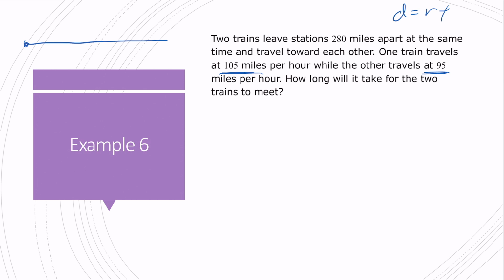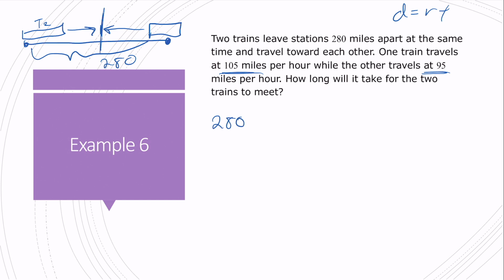So everyone starts by doing something kind of complicated. I'm like, okay, here I have train 1, and here I have train 2, and they're going different speeds, and how long will it take for them to meet? Well, by the time they meet, they've gone all 280 miles. So 280 is our distance.